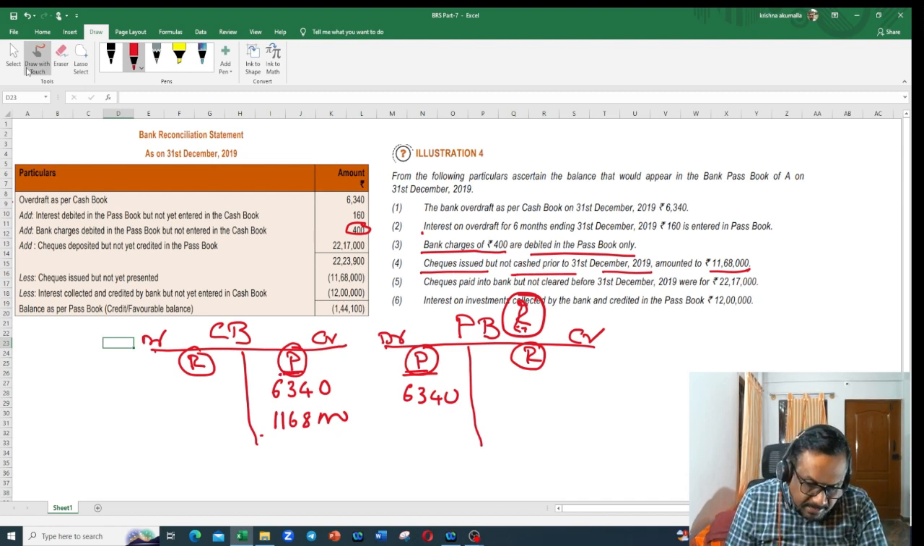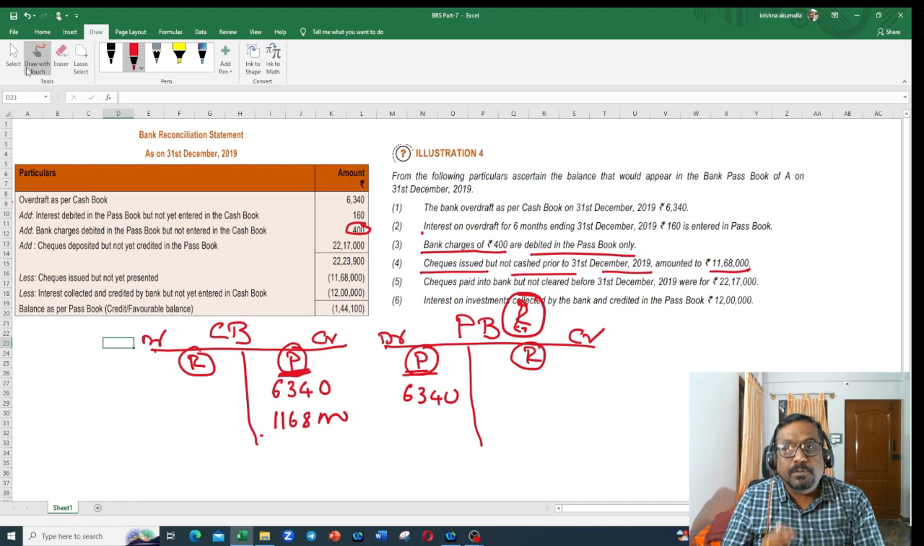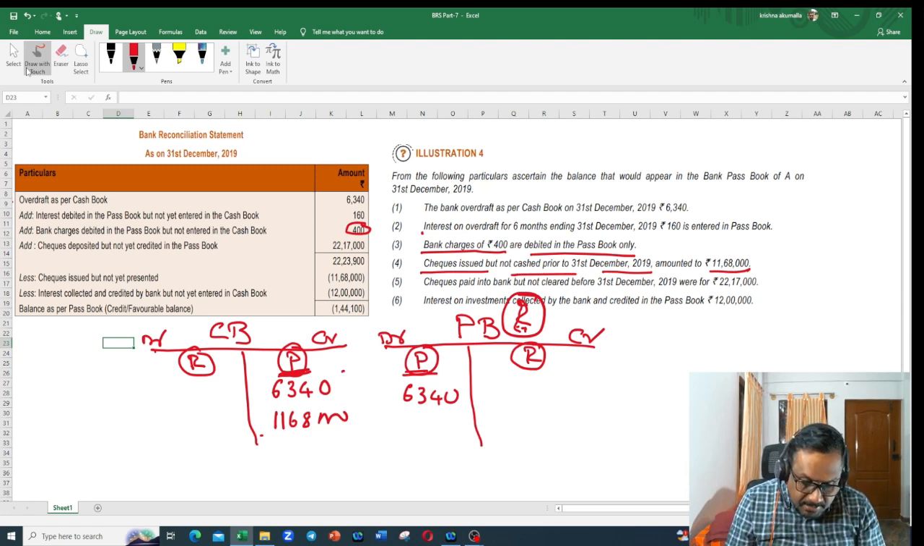So on the payment side I need to write it, right? But that is not recorded in the passbook. Why is that not recorded in the passbook? The supplier did not go to the bank and present it. Since he did not go to the bank, those checks wouldn't have been paid by the banker. So now this balance is increased. See, 6,340 credit, another credit added. So what will happen? This balance got increased.